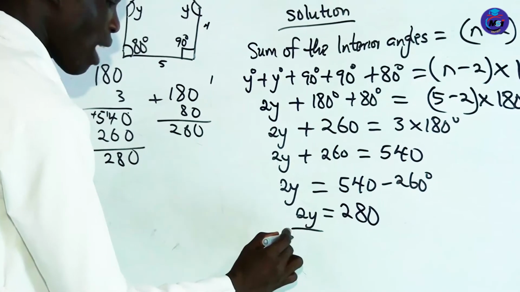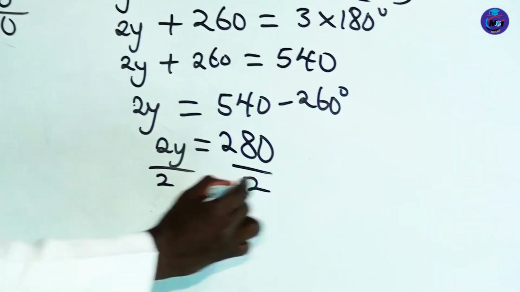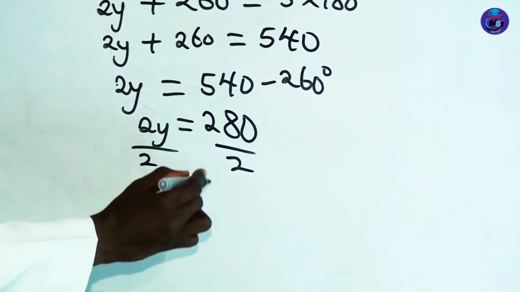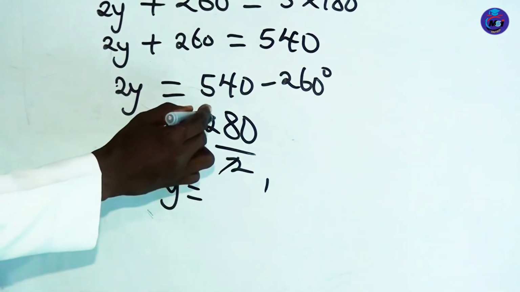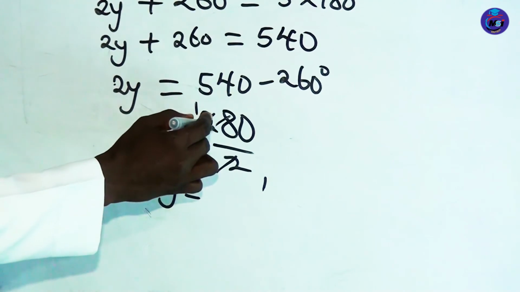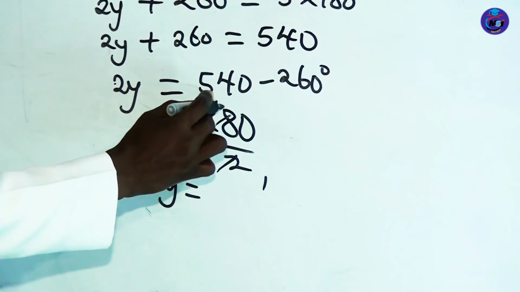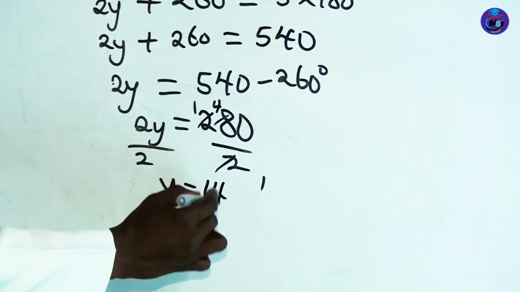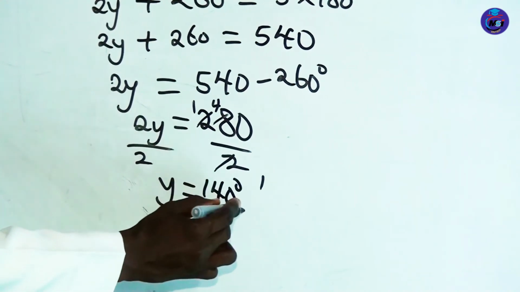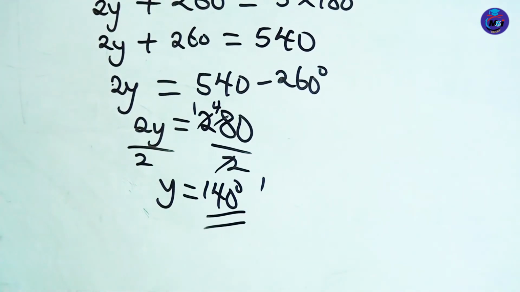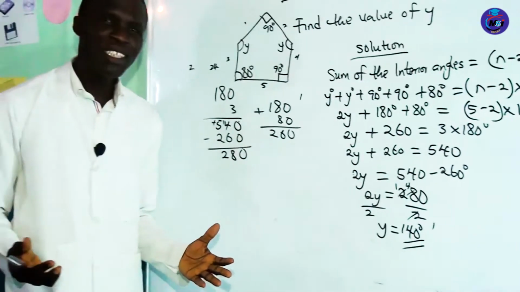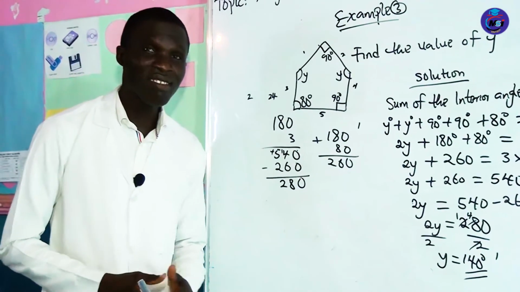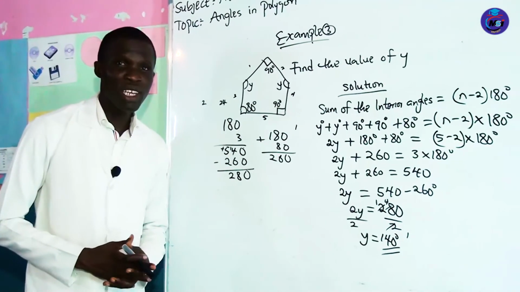We divide both sides by 2. Y will give us, 2 here, 1, 2 here, 4. It will give us 140 degrees. Okay, so I believe that this class is so interesting and you are getting what I'm doing.